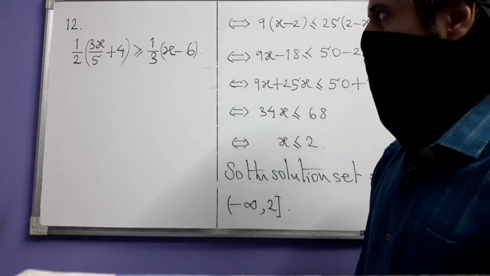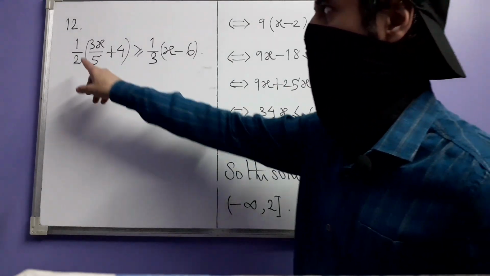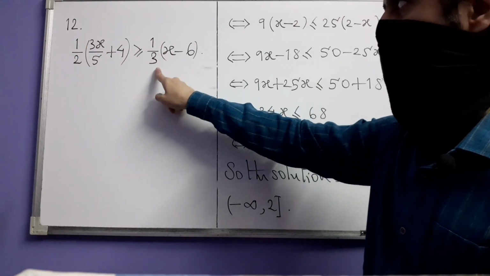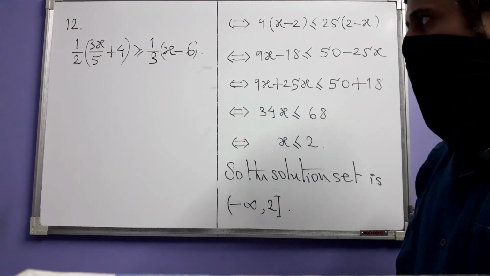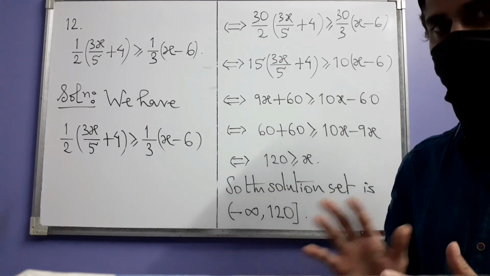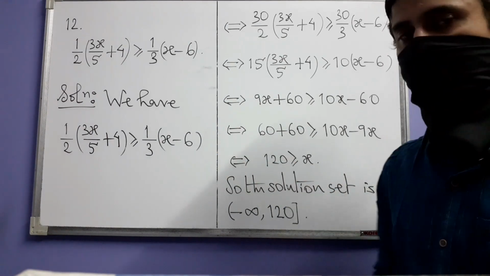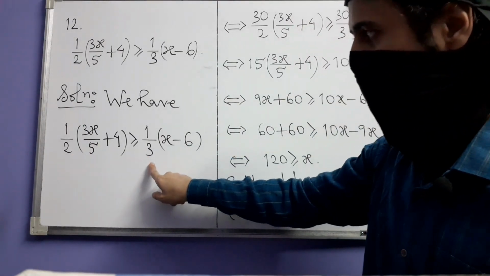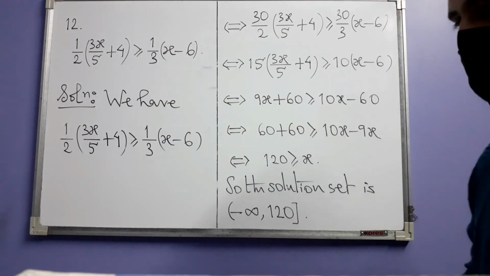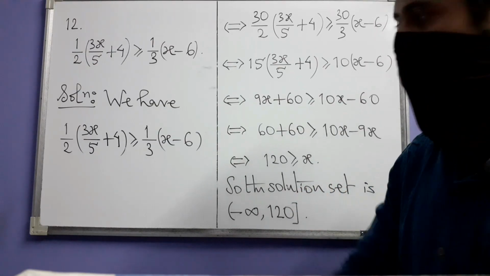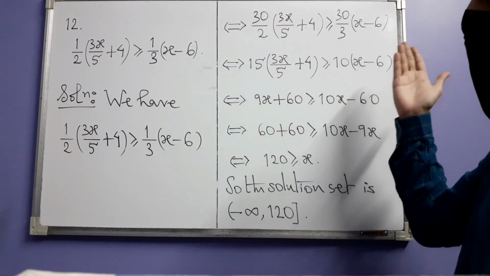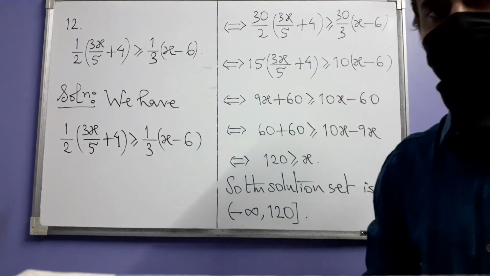Next, number 12. So here it's a little more complicated. 1/2 of 3x divided by 5 plus 4 is greater than or equal to 1/3 of x minus 6. Okay, so we of course write the inequality. Now if we follow what we have been doing so far, what is it that we have to do here? Because you have 2 and 3, so you naturally would multiply both sides by 6, but that will not simplify the inequality fully because you have 5 here as well. So keeping that in mind, I decide to multiply both sides by 2 times 3 times 5, that is 30.